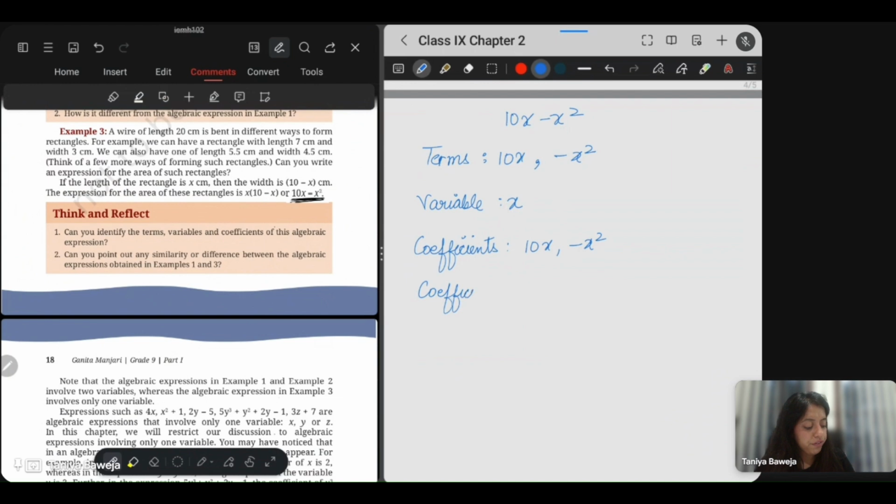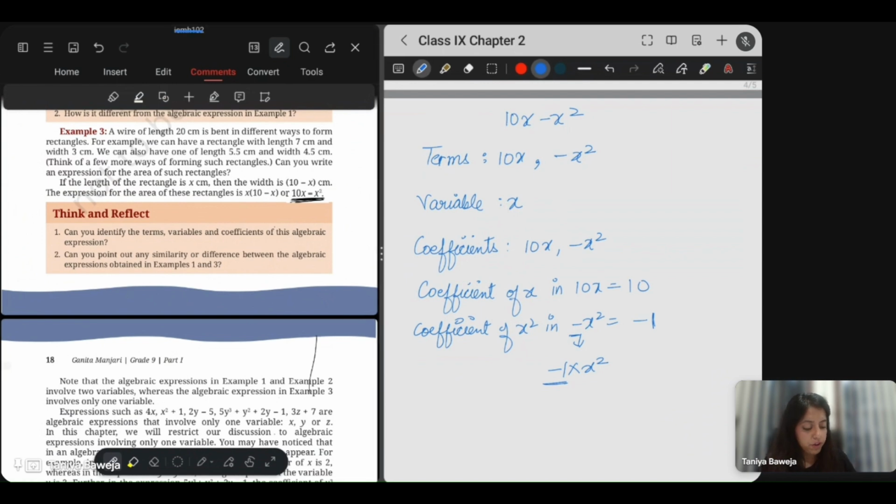Coefficient of x in 10x would be 10, and coefficient of x square in minus x square will be minus 1, because there is only a minus sign in front of it. So we can write this minus x square as minus 1 into x square, which makes our coefficient minus 1. Okay, that's what is covered till here.